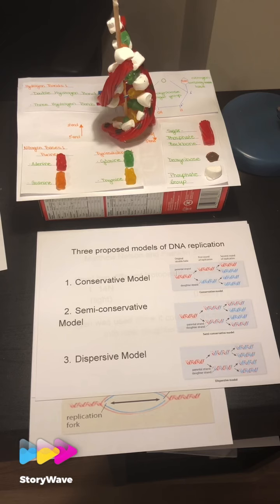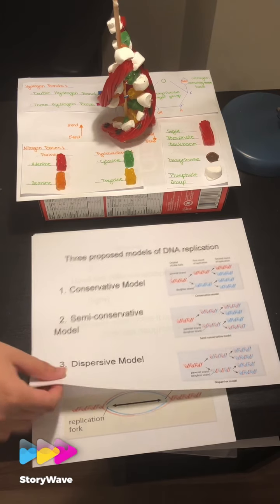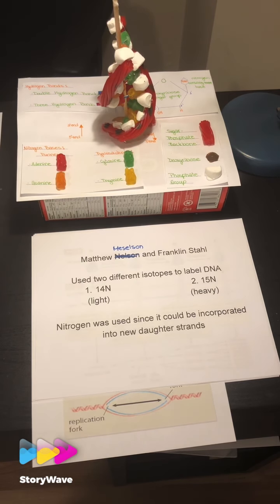But until that time, no one really concluded which model was the correct one for DNA replication, until Matthew Meselson and Franklin Stahl decided to use two different isotopes, nitrogen-14 and nitrogen-15. Nitrogen-14 was called the light nitrogen, and nitrogen-15 was known as the heavy nitrogen.